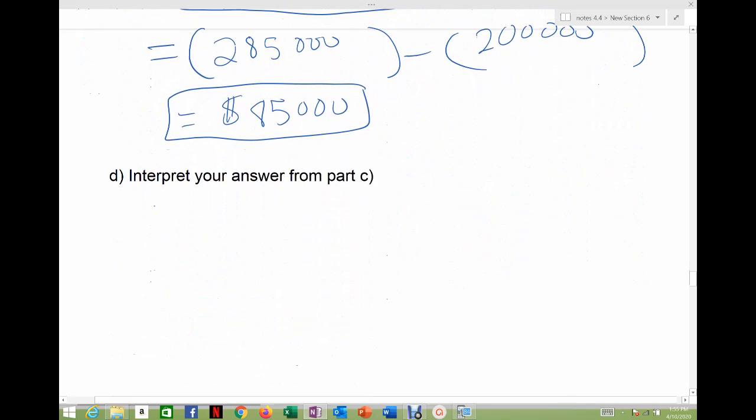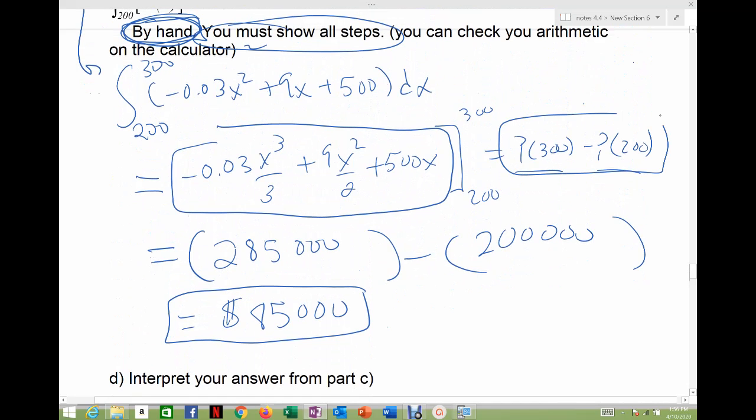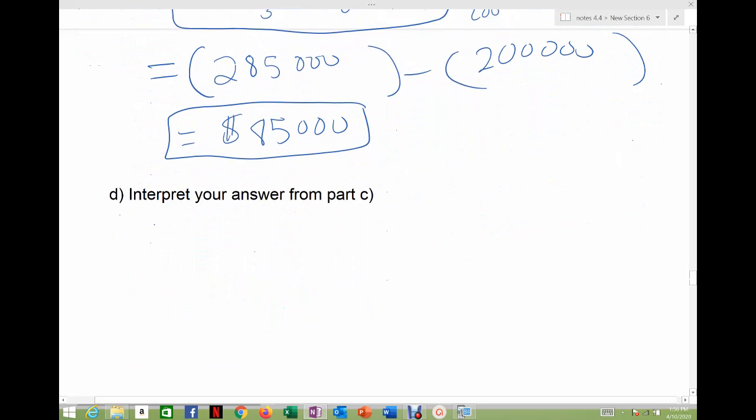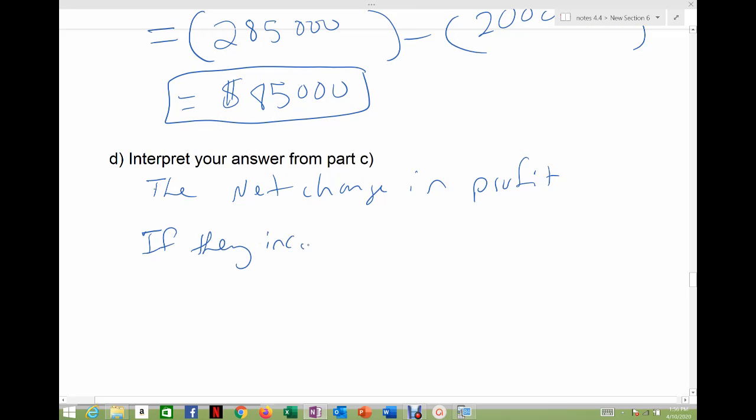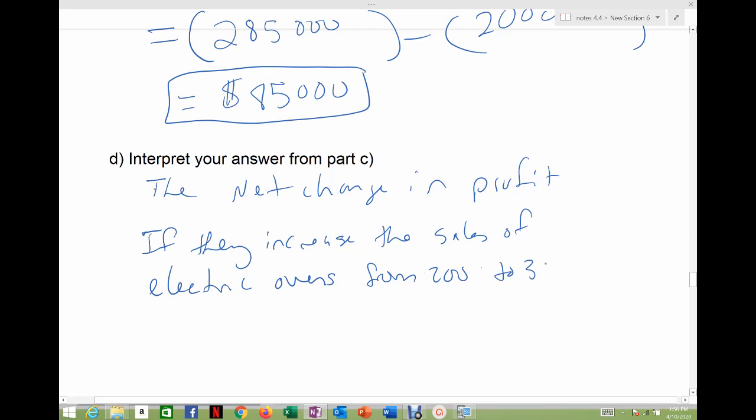All right, then the last part is interpret your answer. All right, what is that finding? Well, what it's finding is this net change, right? The net change in profit if they increase the sales of electric ovens from 200 to 300, and that specific 100 unit change.